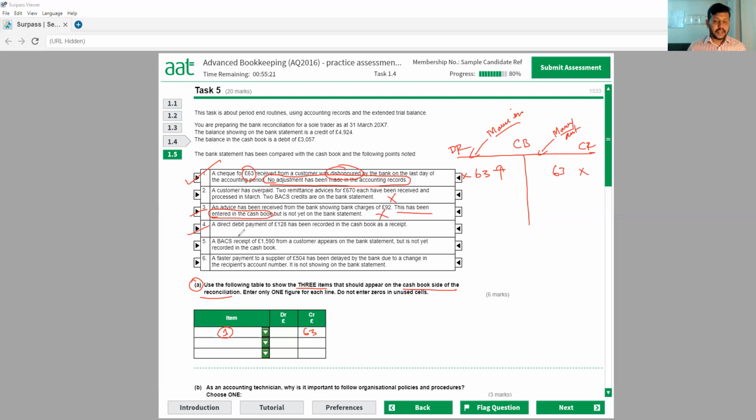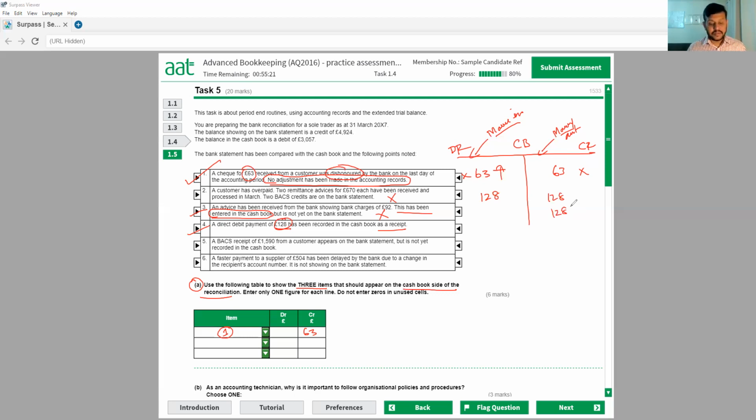Number 4, a direct debit payment of 128 has been recorded in the cash book as a receipt. So when you make a payment, it's supposed to come to the credit side, but by mistake, I made it a debit. So 128 should be on the credit side, but by mistake, I put it as a debit. So now I have to remove it, isn't it? So what we have to do now is the correction. How do we do that? So first I need to write 128. Again, I have to write 128.